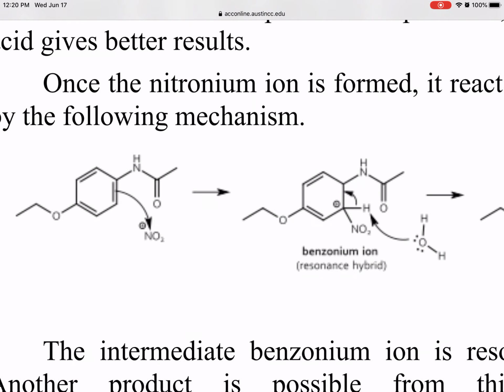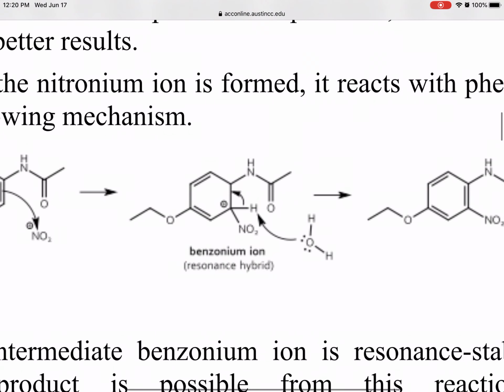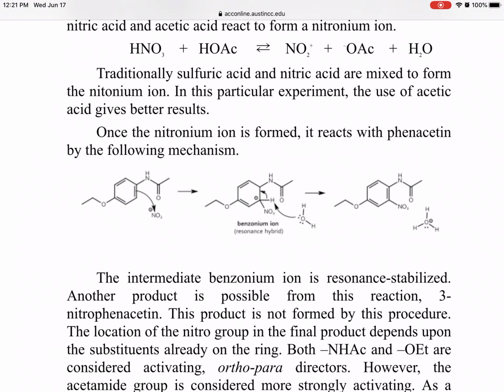And there is a mistake in this diagram here. You can see the positive charge is put on the carbon where you have 4 bonds. That's a mistake. The positive charge on the benzene ring is supposed to be on the carbon of the benzene ring next to the nitrogen group. Okay, so this is not correct. So don't draw this structure when you're writing the mechanism. And I will show you how the mechanism works.